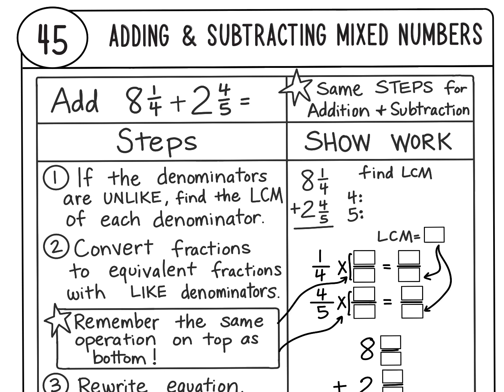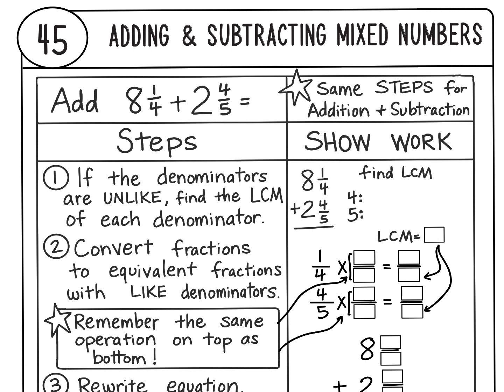Today we are going to be adding and subtracting mixed numbers. So it's just the same as adding and subtracting regular fractions with unlike denominators. But when you have a mixed number, you also have a whole number that you've got to include. So if it's adding, you'll be adding those whole numbers. If you're subtracting, you subtract those whole numbers. So same rules apply, same steps.